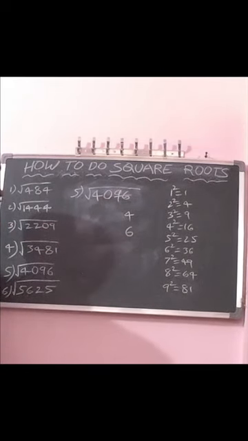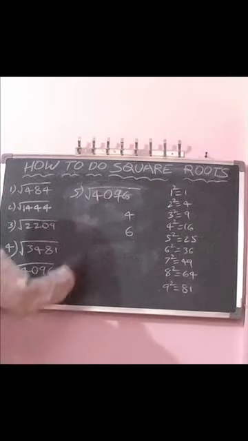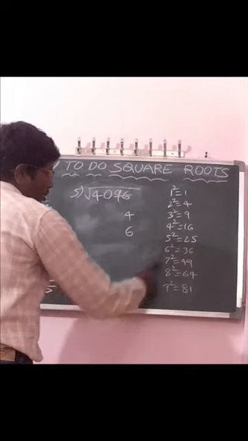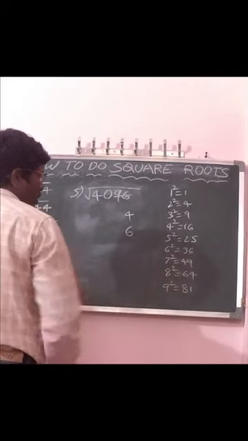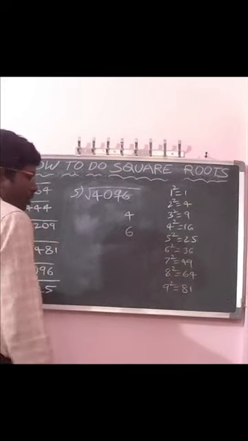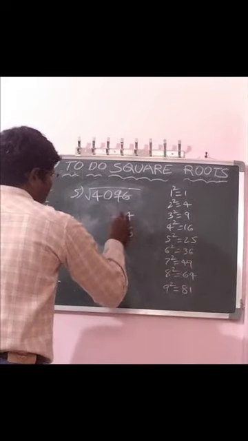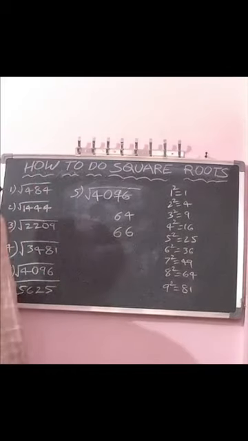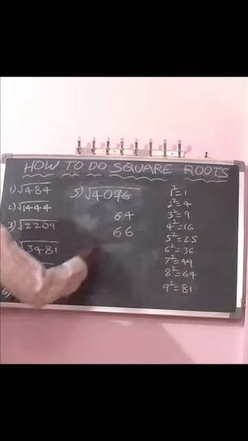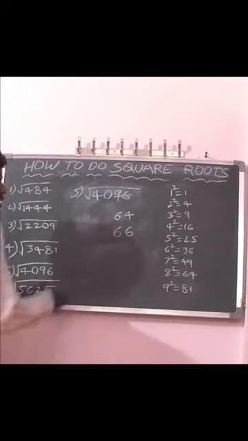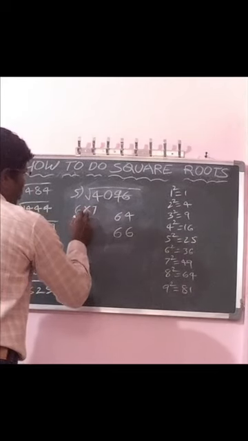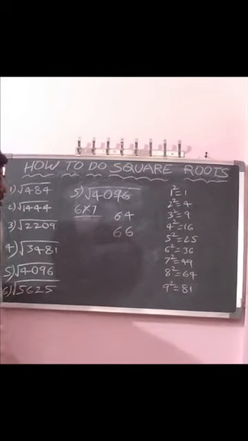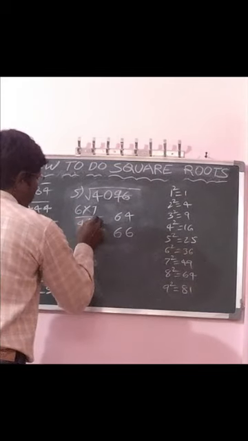In the second step, we can take the square value less than or equal to 40. So in the square values, 6 square is equal to 36, which is less than 40. 36 means 6 square. So now we can take the 6. 64 or 66. The second step is completed. Now we can apply the third step. In the third step, we can multiply the 6 with the number after 6. So 6 into 7 equal to 42.